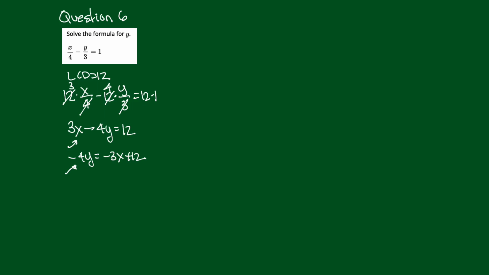Now let's divide by that negative 4. It'll look like this. y equals negative 3 over negative 4 x plus 12 over negative 4. And on the left side, negative over negative is positive. I can't reduce, so I'll just write y equals 3/4 x. And then think of it this way. Positive 12 divided by negative 4 is negative 3. There we go.